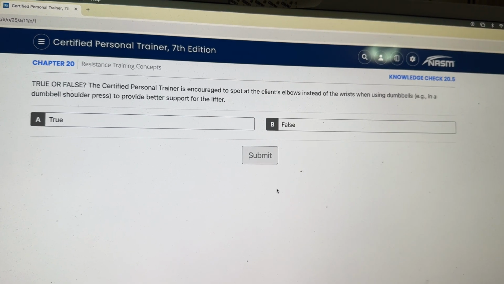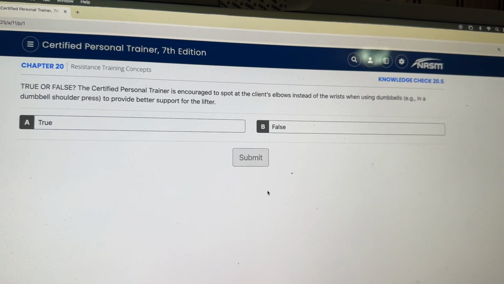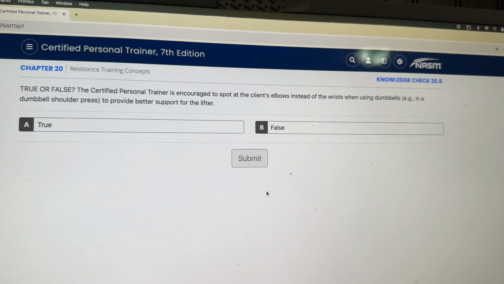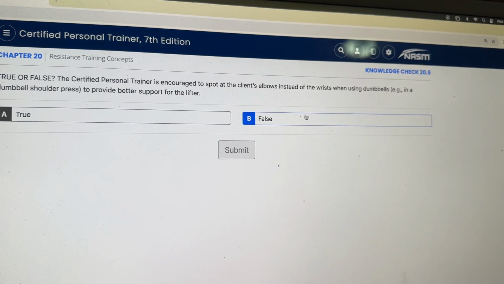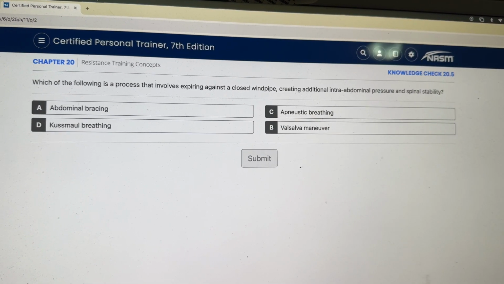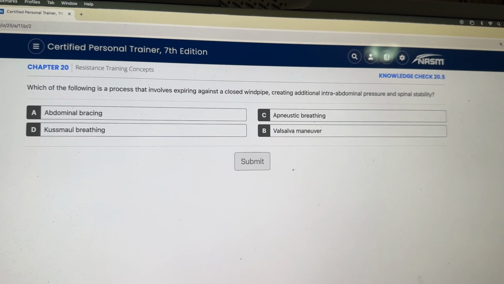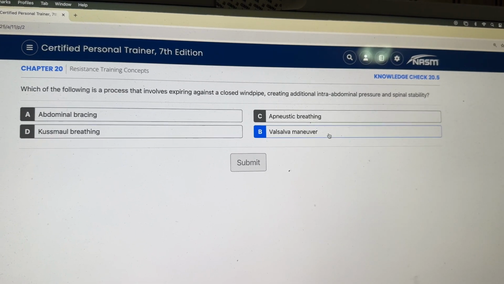True or false? The certified personal trainer is encouraged to spot at the client's elbows instead of the wrists when using dumbbells in a dumbbell shoulder press to provide better support for the lifter. That is false. Spot at the wrists. Which of the following is a process that involves expiring against a closed windpipe, creating additional intra-abdominal pressure and spine stability? Valsalva maneuver.